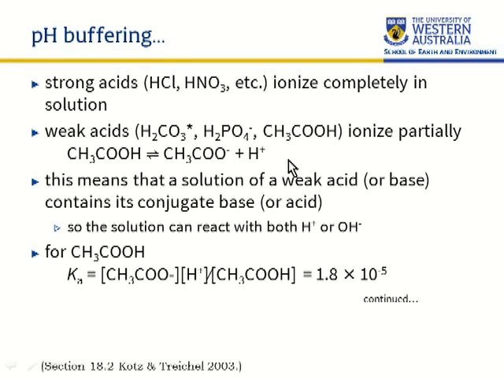So a solution of a weak acid or base contains its conjugate, alright? In other words, an acetic acid solution will always contain acetate, and vice versa. So that means the solution can react with either H+ or OH-, and it will usually be a buffering solution if both of these ions are present simultaneously.